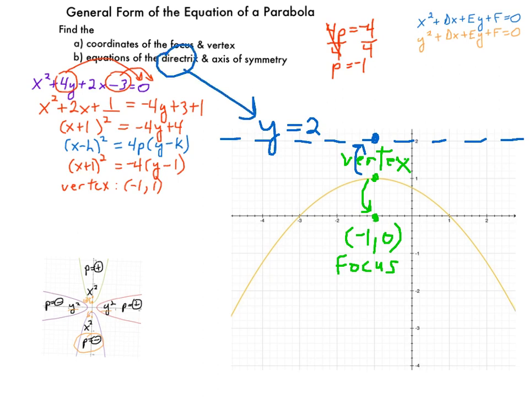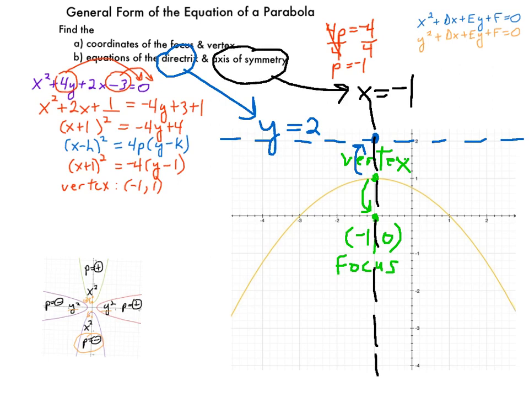The axis of symmetry cuts right through the vertex, and it is cutting through x equals negative 1, so therefore our axis of symmetry is x equals negative 1.